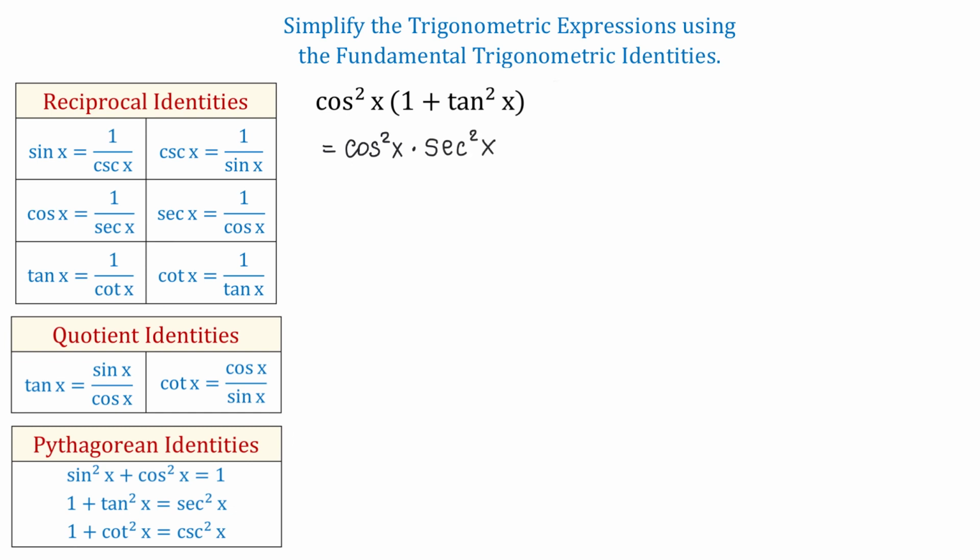Next, we will use the reciprocal identity secant of x equals 1 over cosine of x, and we will replace secant squared of x with 1 over cosine squared of x. Then we will have cosine squared of x times 1 over cosine squared of x. And now cosine squared of x will cancel, and the result will be 1.